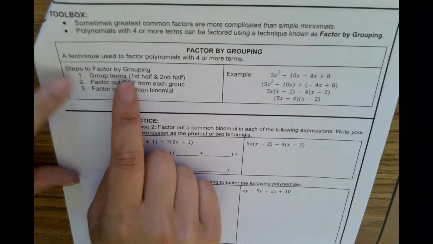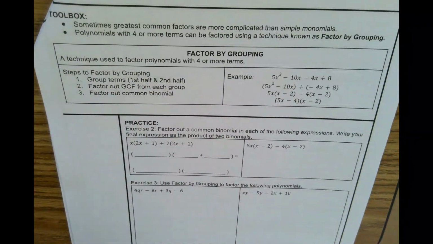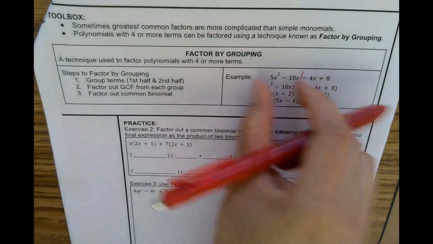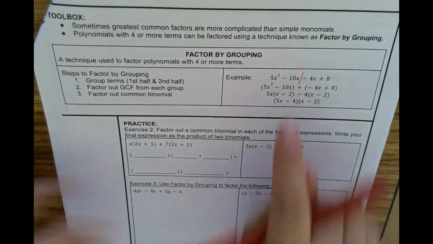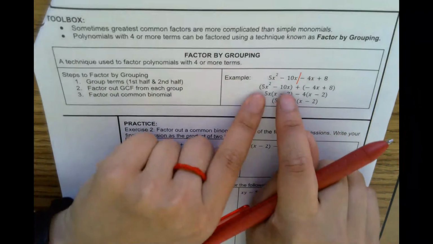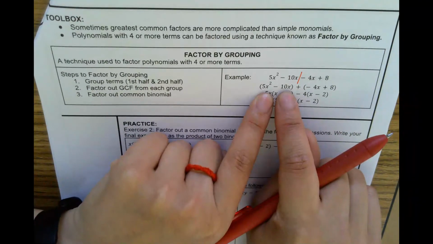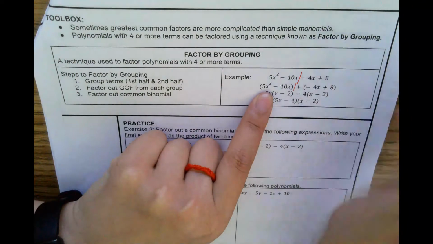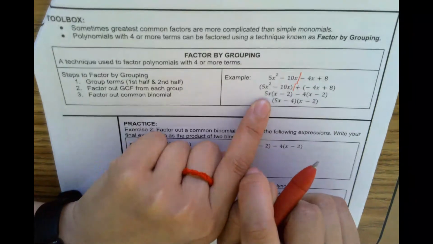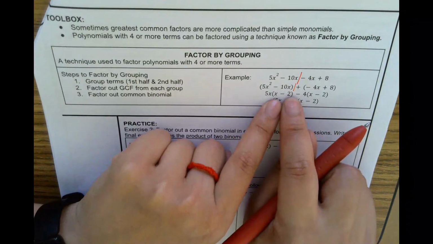So first, you're going to group the terms into a first half and a second half. If you see me normally do it, I cut it in half like this, that way I can see my first half and my second half. Then you look at what each half has in common. So looking at this first half, 5x squared minus 10x, they both have a 5x in common, and they are left with x minus 2.